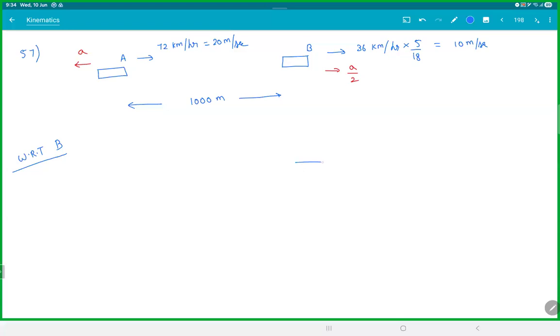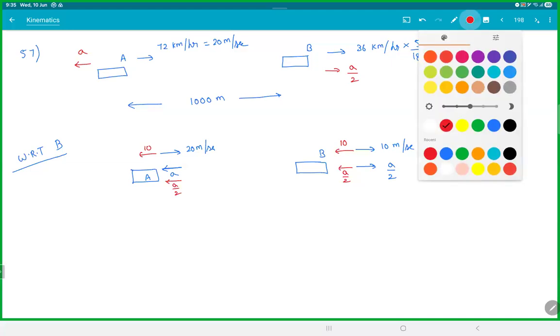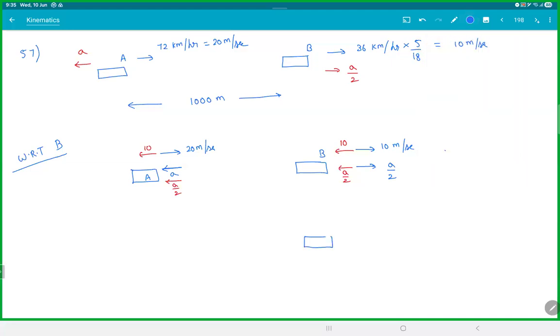I'll write the whole thing once, okay? But later on I'll start skipping steps. So this guy is going with a speed of 10 meter per second and going with an acceleration a by 2. A is going with 20 meter per second and going backward with acceleration a. You want to stop B. So what should I do? Subtract 10 backward, subtract 10 backward, subtract a by 2 backward, subtract a by 2 backward. So even though I subtract for that, it'll add up. Now because of this, B will come to rest.